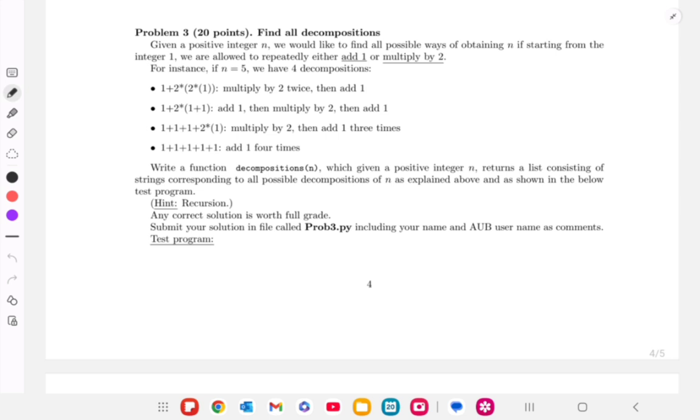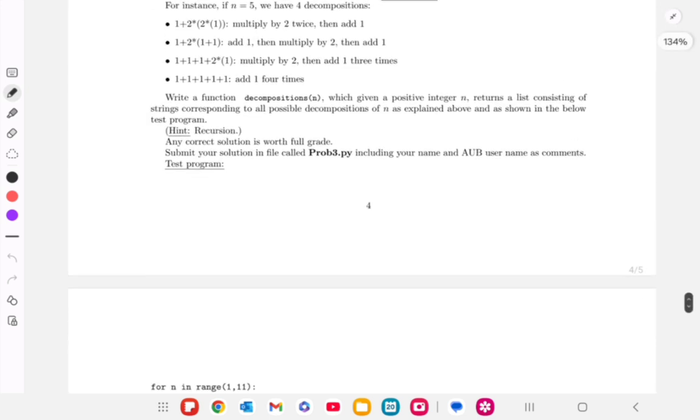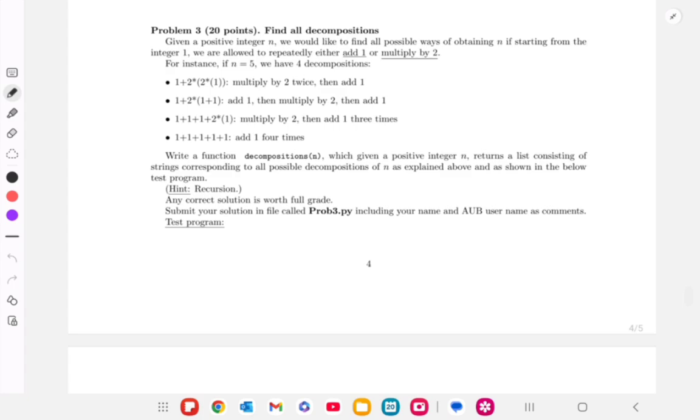I'm gonna walk you through how to think about recursive problems, how to approach them, how to find a recursive solution, and finally how to write the code. Okay, let's start.